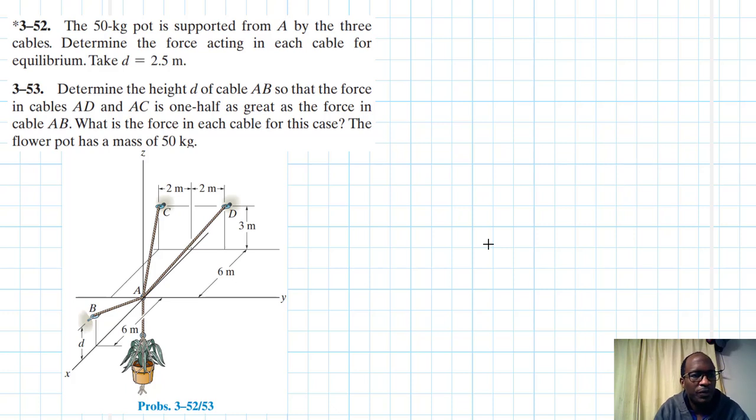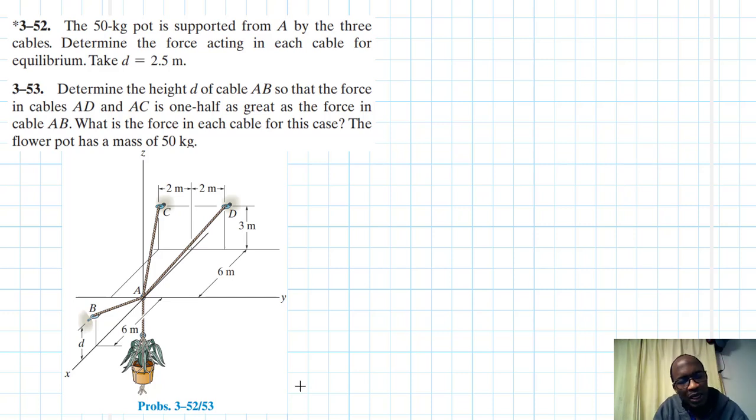The problems read: the 50 kg pot is supported from A by the three cables. Determine the force acting in each cable for equilibrium. Take D equal to 2.5 meters. The second problem reads: determine the height D of cable AB so that the force in cables AD and AC is 1/2 as great as the force in cable AB. What is the force in each cable for this case? The flower pot has a mass of 50 kg.